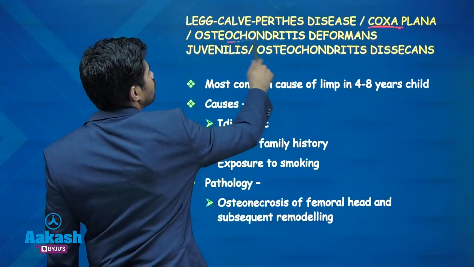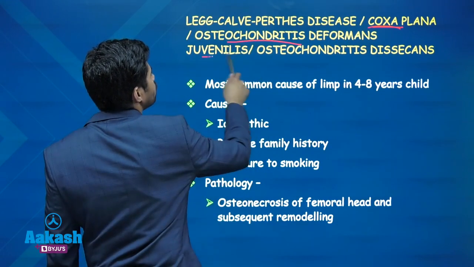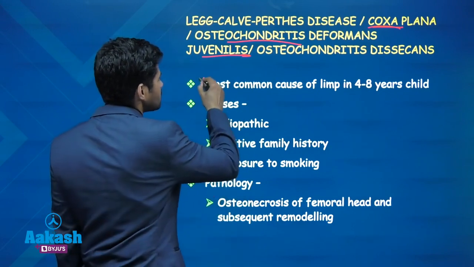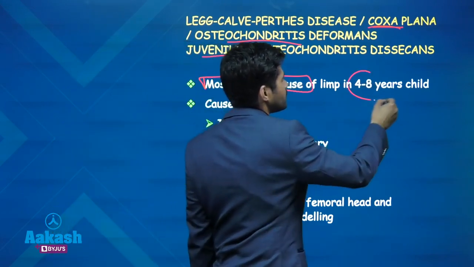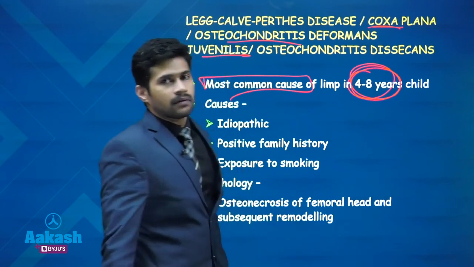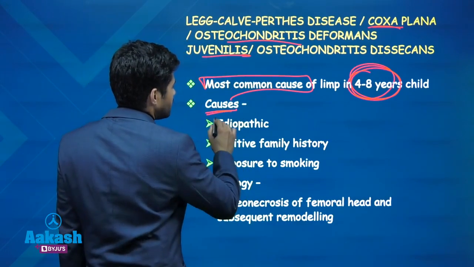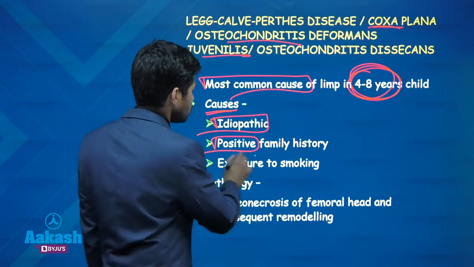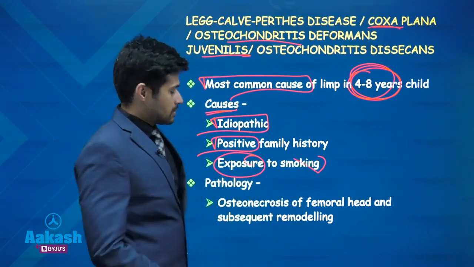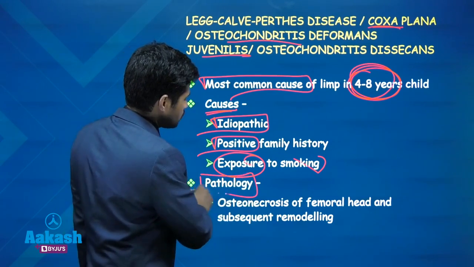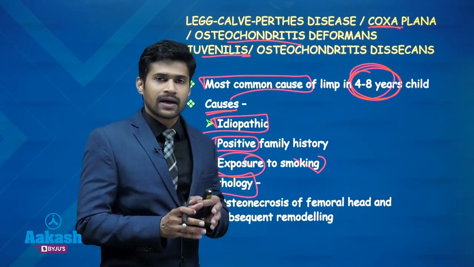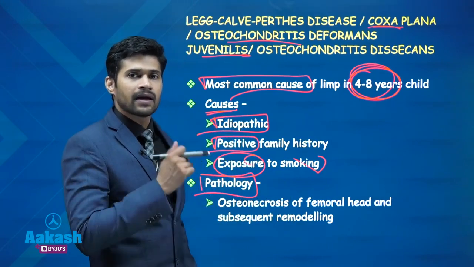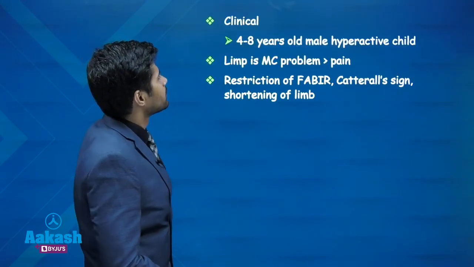Now let's move on to Perthes disease, also known as coxa plana, that means a flat hip, osteochondritis deformans juvenilis, or osteochondritis dissecans of the hip. Remember, it is the most common cause of limp in a 4 to 8 year old child. Causes: it can be idiopathic with a positive family history and exposure to smoking, right? What is the basic pathology? Osteonecrosis of the femoral head, with subsequent remodeling. So there is first osteonecrosis because of decreased blood supply and then subsequent remodeling of the hip.